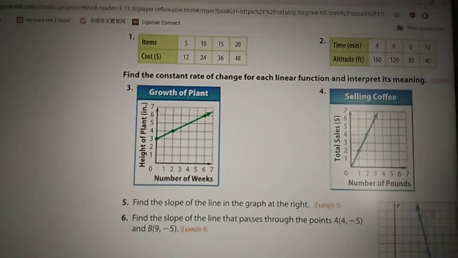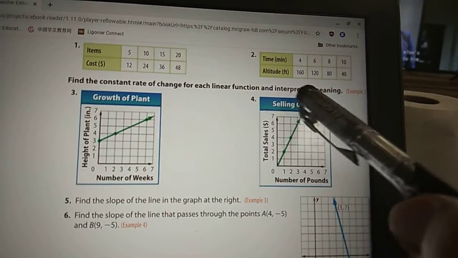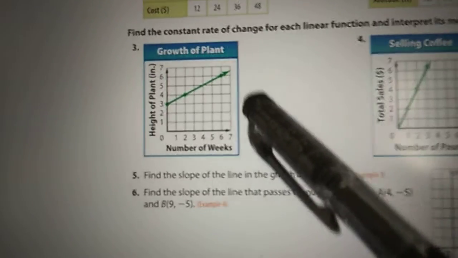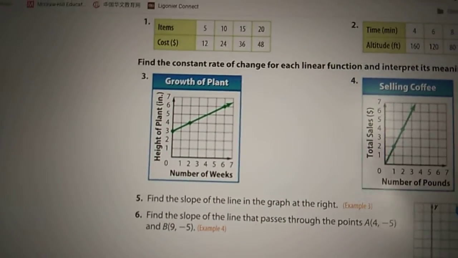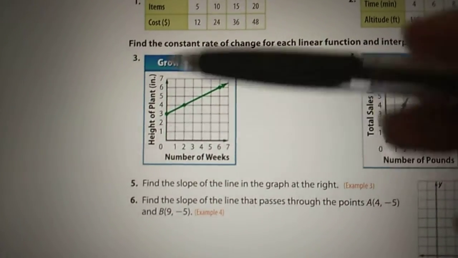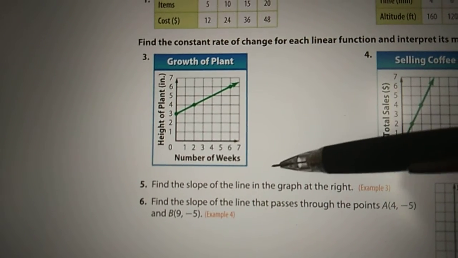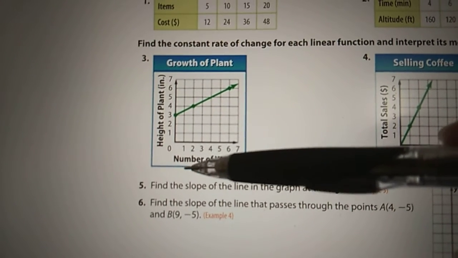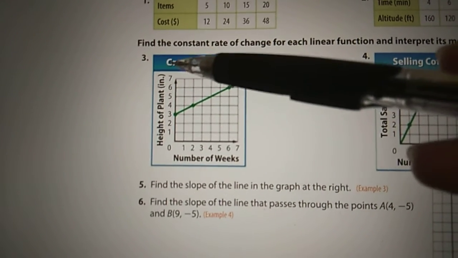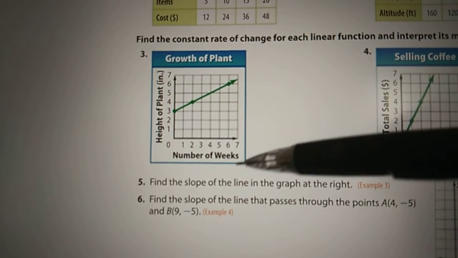All right, let's take a look at the second type of question. It says, find the constant rate of change for each linear function and interpret its meaning. So we're going to look at this graph. The y-axis stands for the height of plants in inches, and the x-axis shows you the number of weeks. It's called growth of plants. So this is a graph showing you how quickly your plant grows.